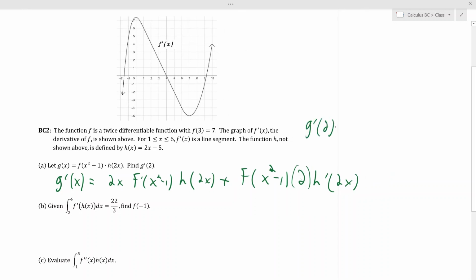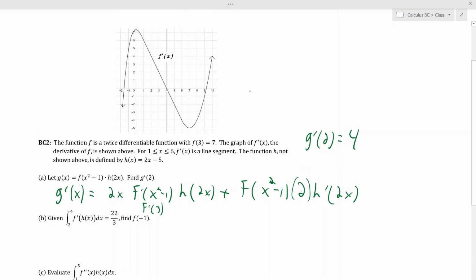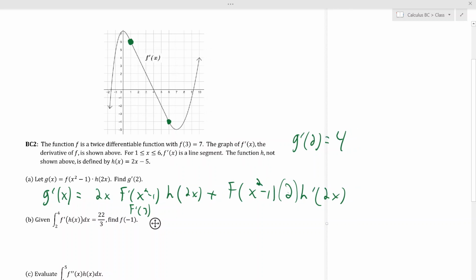So g prime at 2 is going to be 2 times 2 is 4. Then we need to know what's f prime of 3, because that's what this becomes right here, f prime of 3, when you drop a 2 into that. And because f prime is a line segment right there from 1 to 6, you can see it goes from this point to this point. It looks like negative 2, right? Yep, negative 2. So f prime of 3 is negative 2. And then h of 4 is what we get when we plug a 2 into that. When you put a 4 into there, you get 2 times 4 is 8, minus 5 is 3.